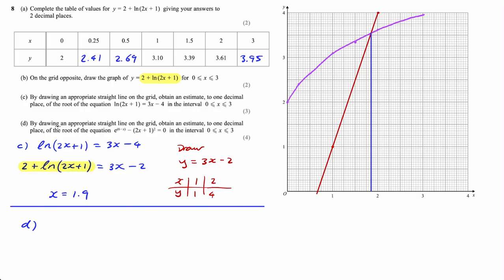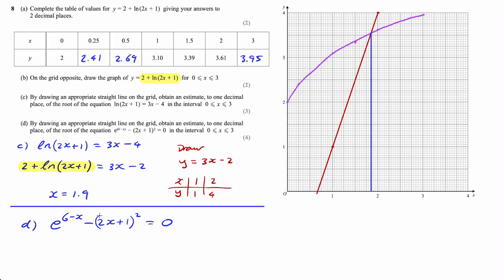Okay, this one's definitely harder, guys. He says, by drawing an appropriate straight line on the grid, same thing, obtain an estimate to 1 decimal place of the root of this equation. Okay, so I have e to the 6 minus x minus (2x plus 1) squared equals 0. Now the goal is the same, guys. I need to get this 2 plus ln of 2x plus 1. There's a 2x plus 1 here, so I'm thinking I need to just ln this.